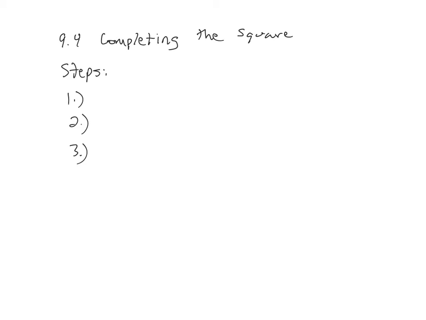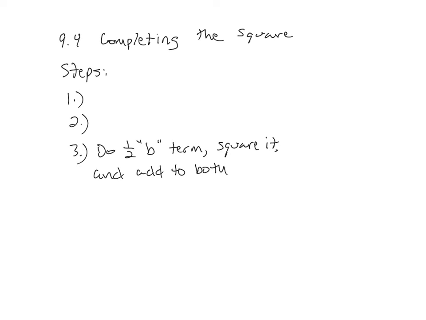And I'll go over the problems in a second, but step 3 says do half the b term, square it, and I'm going to say add to both sides because that's what we're going to do eventually. But we're not going to do both sides today. We're just going to do one side. And I'll do some examples so you know what that means, because right now you're probably looking at that going, what is he talking about?